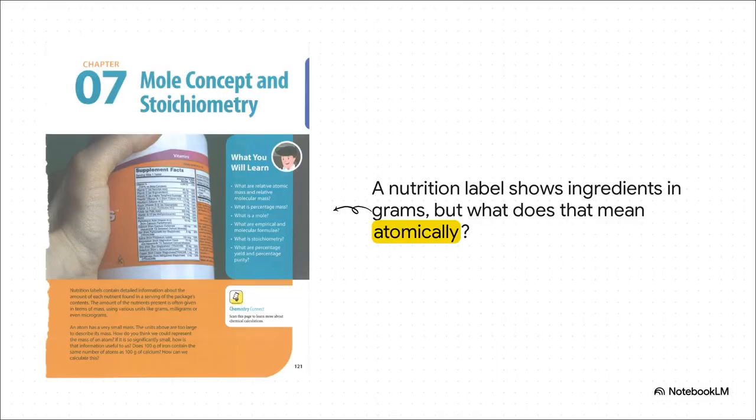You've definitely seen this before, right? You look at a food label and you see ingredients listed in grams. But here's the thing. An atom is so unbelievably tiny that grams are a ridiculously huge unit to measure a single one. It just doesn't work.